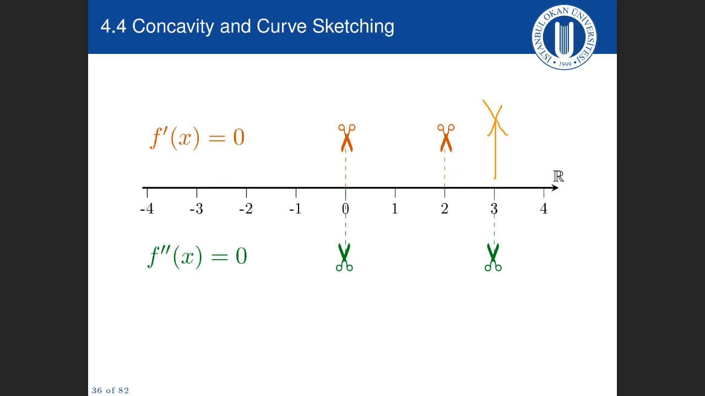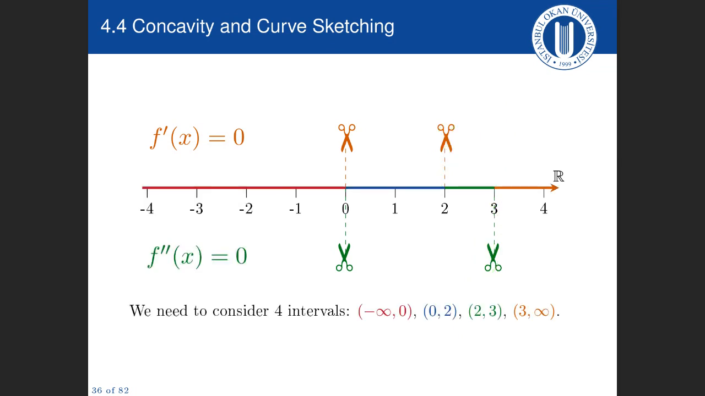And then we looked at where the second derivative is equal to 0, and we saw that that was at 0 and at 2. So we're also cutting at 0 and at 2. So that gives us 4 sub-intervals: from minus infinity to 0, from 0 to 2, from 2 to 3, and from 3 to infinity.